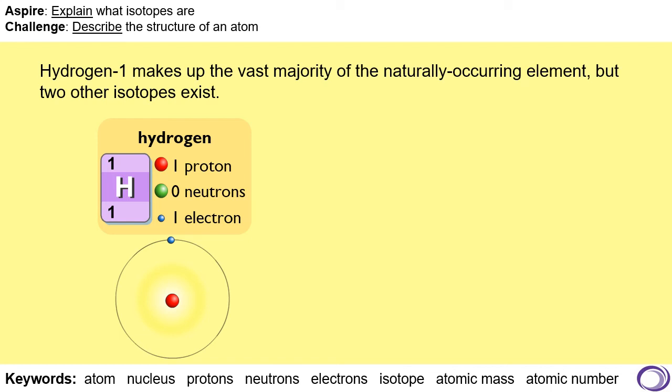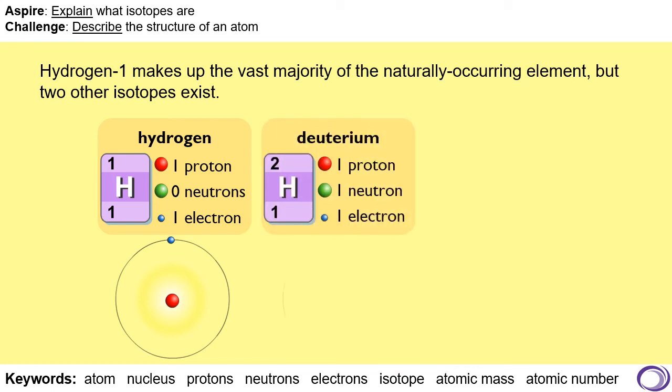There are different elements that also have isotopes. So hydrogen is another element that has different isotopes. So hydrogen 1 makes up the vast majority of naturally occurring elements, but there are 2 other isotopes. So if we look at hydrogen 1 first, it has 1 proton, no neutrons and 1 electron. And we drew this one earlier on in the lesson. But you can also get deuterium, which is another type of hydrogen. So it still has 1 proton, as all hydrogen atoms do, but this time it has 1 neutron.